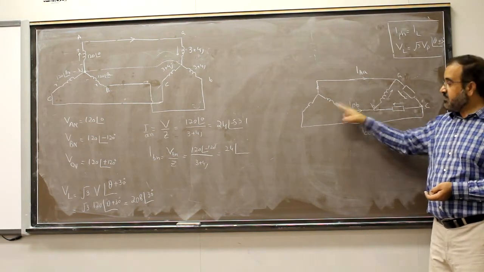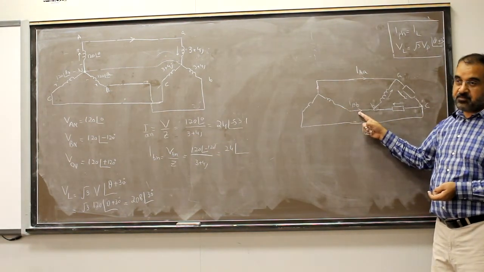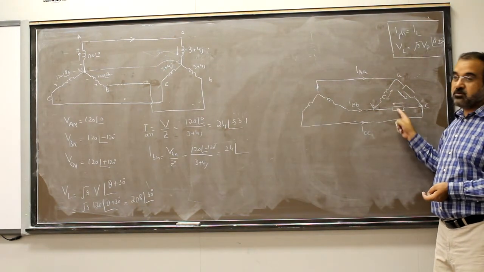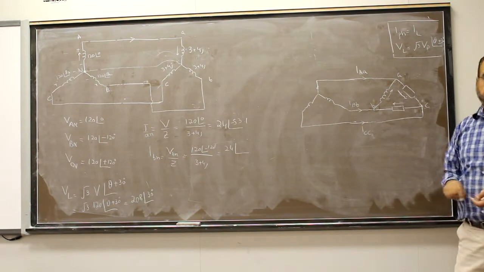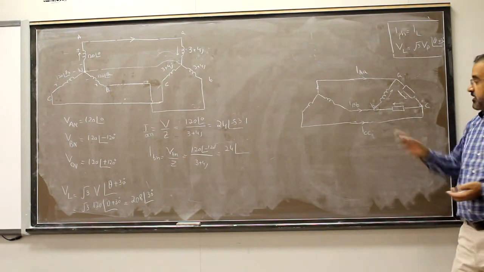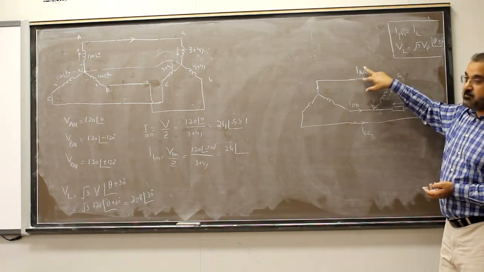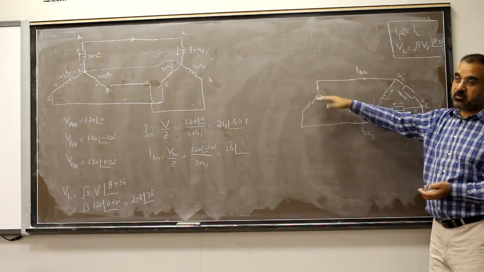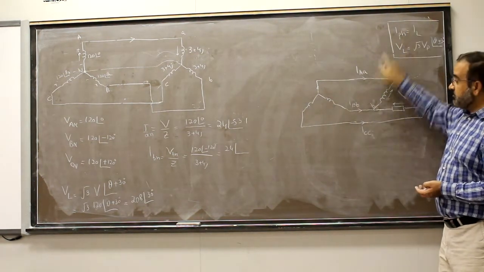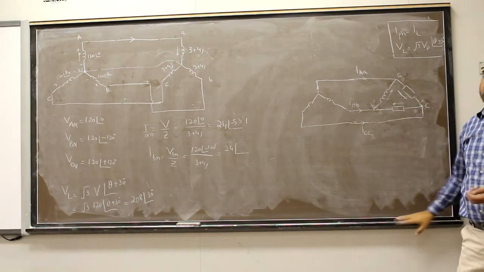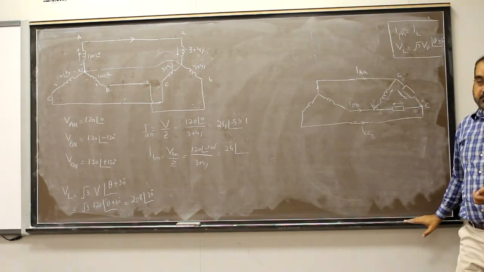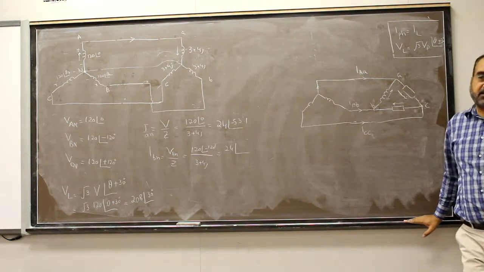This phase current is equal to this line current. But this line is not equal to these two. Over here also it is the same, not the same. Now you have to find the relationship between them. For Y it is simple, this rule. But for delta, the line and the phase current have a certain relationship. We will discuss that.